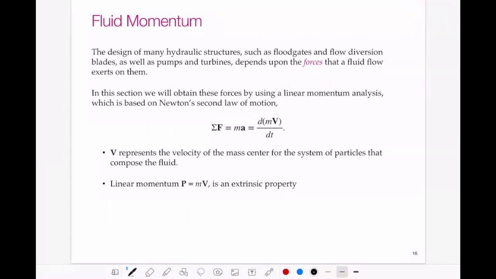So the sum of the forces acting on a system is equal to mass times the acceleration of the system. And we can write that second term as the total time derivative of the mass times the velocity of the system. So V is the velocity of the mass center, or the center of gravity, of a system of particles composing the fluid. And our linear momentum, which we talked about earlier, which is capital P, is mass times the velocity, an extensive property.